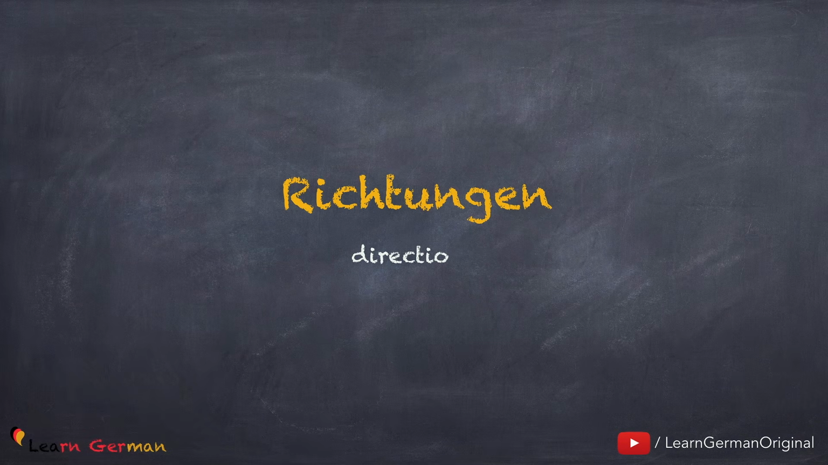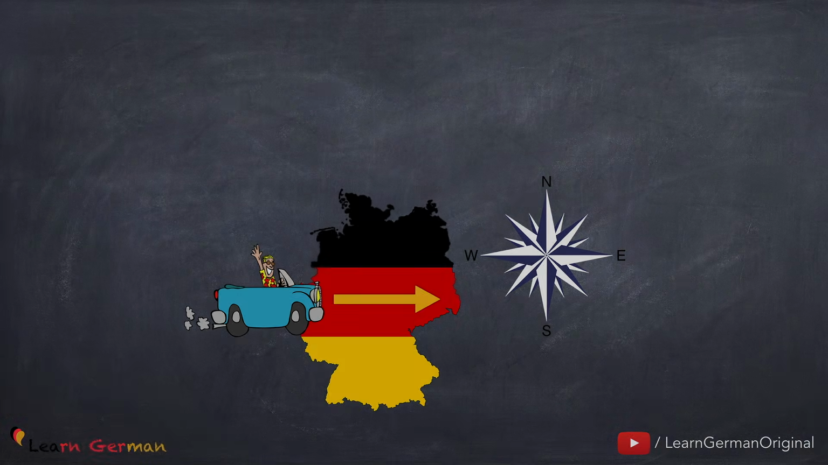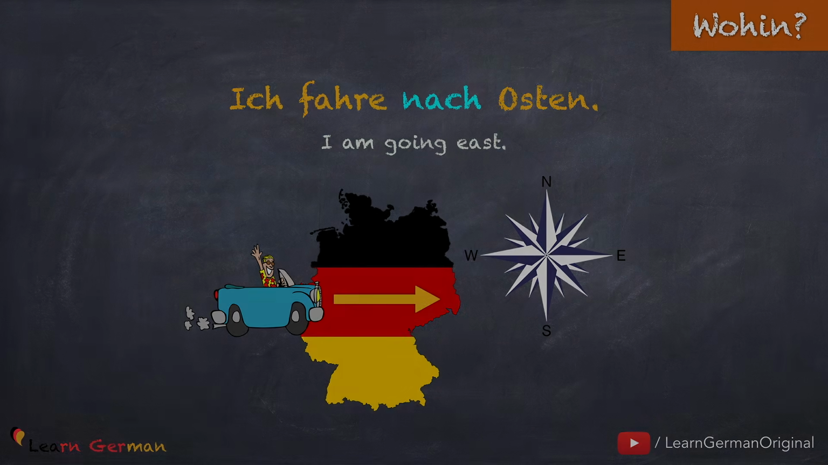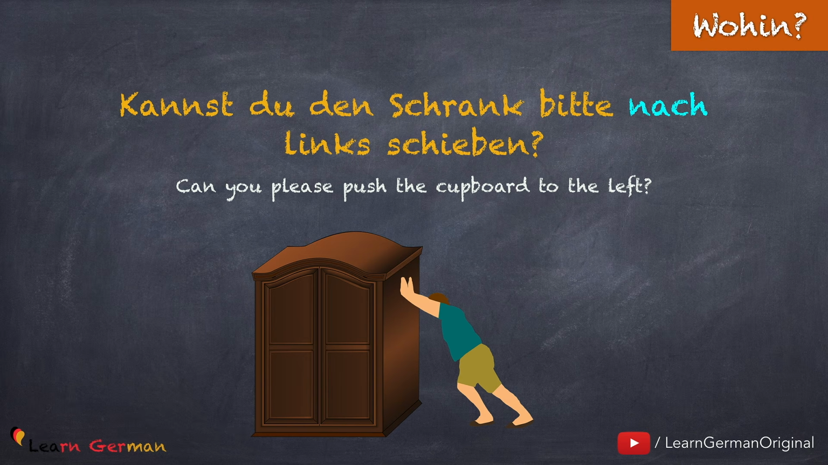The preposition nach is also used with Richtungen. Let's look at a few examples. Ich fahre nach Osten. Whenever you're talking about a direction, don't forget to ask yourself, wohin? Here's another example. Kannst du den Schrank bitte nach links schieben? Wohin schieben? Nach links.